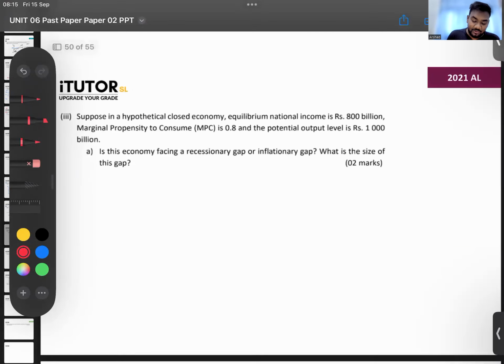Part 3. Suppose in a hypothetical closed economy, equilibrium level of national income is 800. Marginal propensity to consume is 0.8. Potential output is 1000. Very easy. Is this economy facing a recessionary or inflationary gap? What is the size of the gap? Potential output or full employment level of output is 1000, but you're at equilibrium only at 800. You're at equilibrium below full employment. That is called a recessionary output gap. So you can say the economy is facing a recessionary gap.